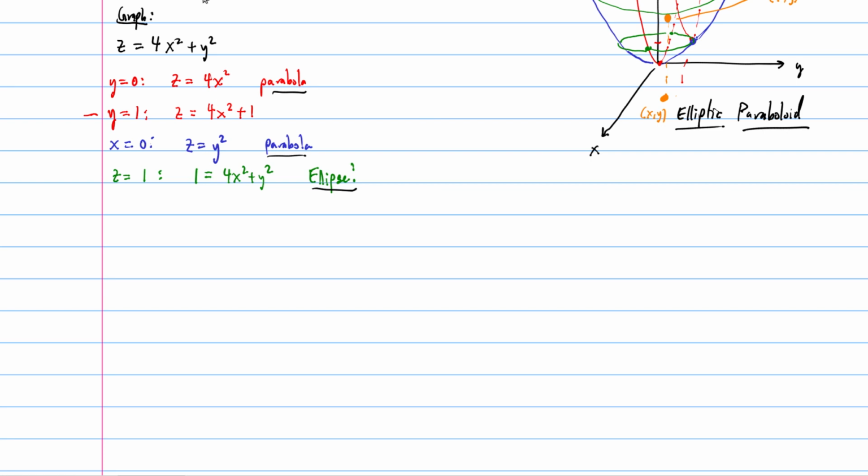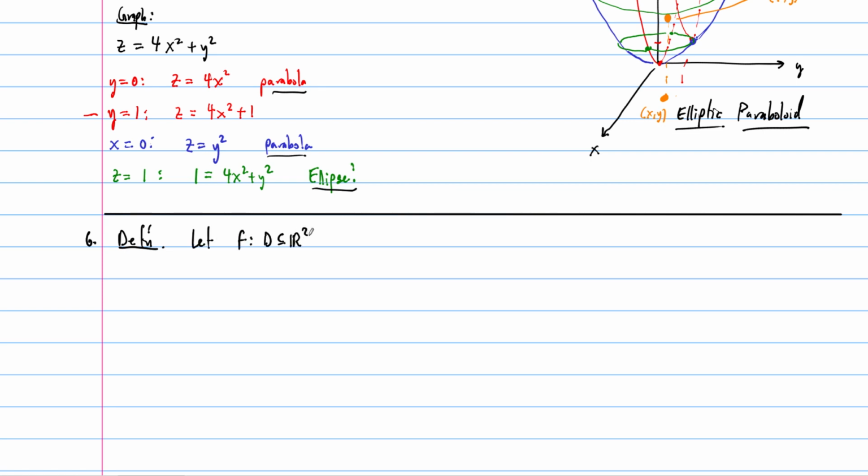All right, let's look at one more topic before we call an end to this lecture. This we'll call item 6. We'll start with a definition. Again, we're going to think of a function of two variables. So let f map a domain D in R2 to some real numbers. I'm going to be very clear about exactly what the domain is. The range is just somewhere in R.